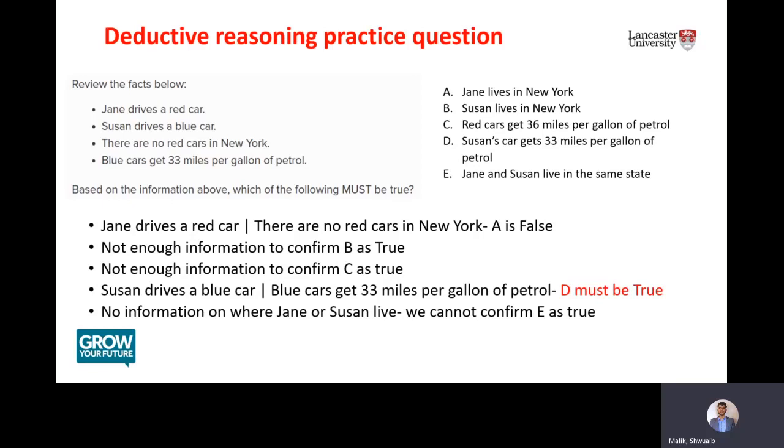And with E, Jane and Susan live in the same state. Just to confirm that this isn't the one that's definitely true, there's no information provided on where either Jane or Susan live. There's a possibility Susan might live in New York. Jane definitely can't because she has a red car and there are no red cars in New York. But nothing is really said about whether they're in the same state or not. So D was the correct answer here.